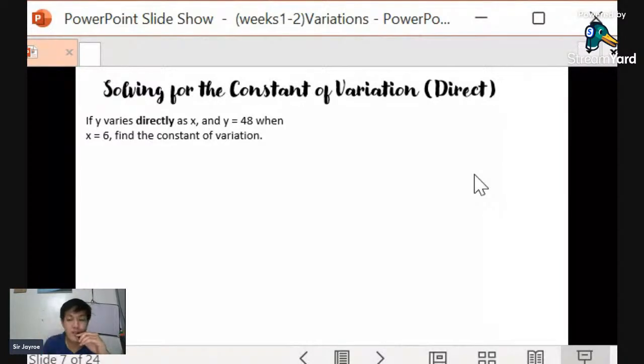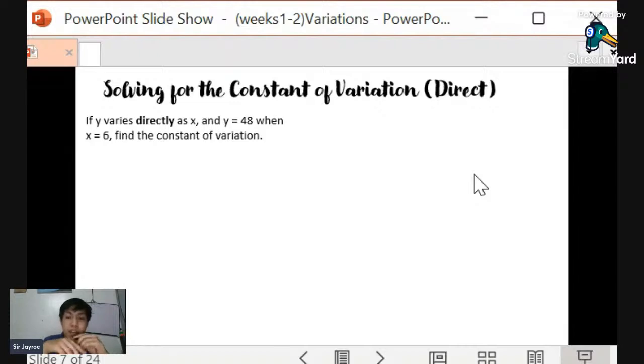Okay, so if y varies directly as x, and y is equal to 48 when x is equal to 6, find the constant of variation. So kapag ganito yung given, it's like a word problem. So the first thing you have to consider is what kind of variation.